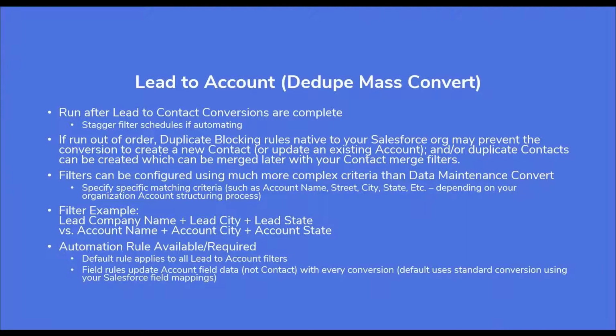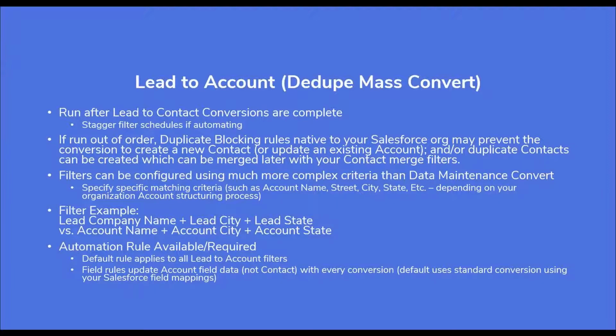The lead to account dedupe does also require an automation rule for the same reasons we require it for lead to contact. Even if you do not have field rules configured or need field rules configured, we do have to have the automation rule there, to get your default settings like the lead convert status, whether you want to create an opportunity or task or things like that. So it does have to have an automation rule assigned.